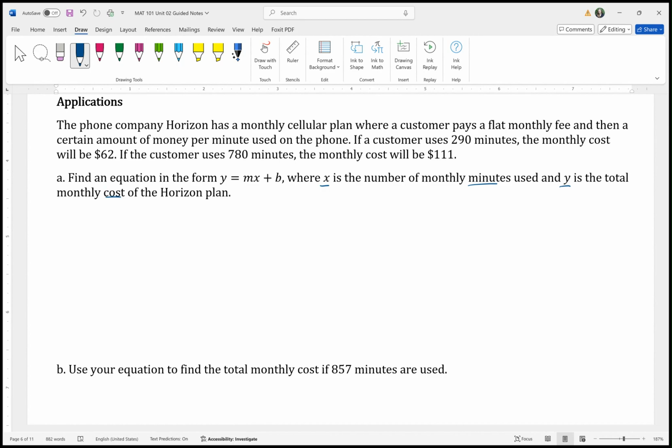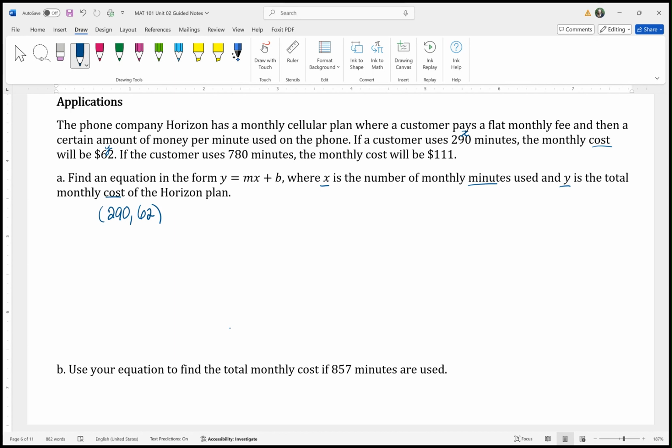So Y is cost. Looking at the information we're given, in the second sentence it says if a customer uses 290 minutes. We know that minutes is X, so 290 is an X value here. And its associated cost is $62. So that's going to be Y. So our first point is 290, comma 62. X value of 290, Y value of 62.